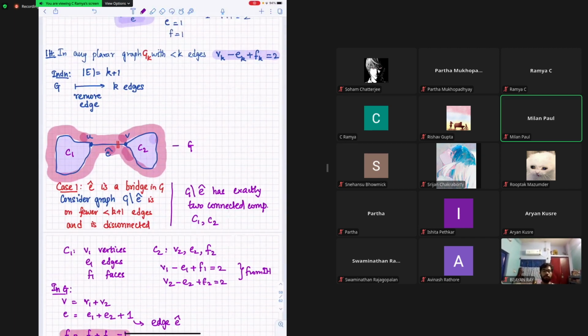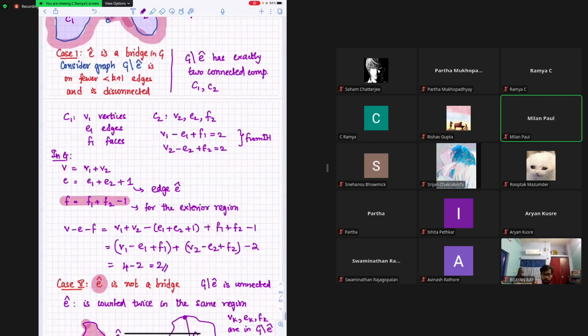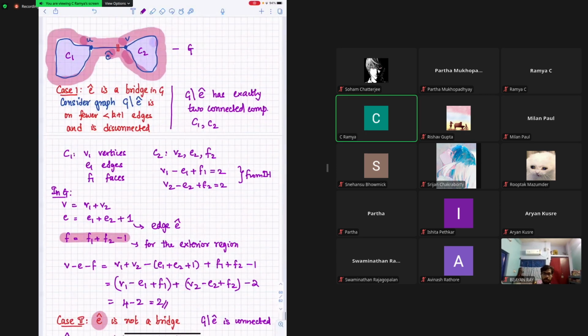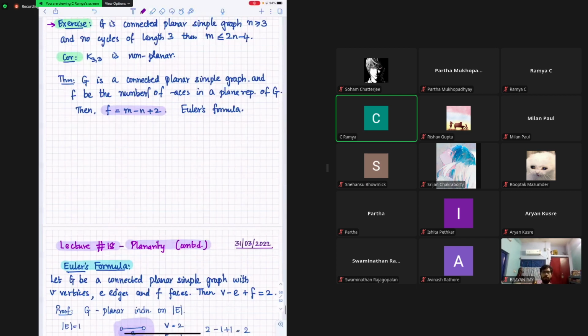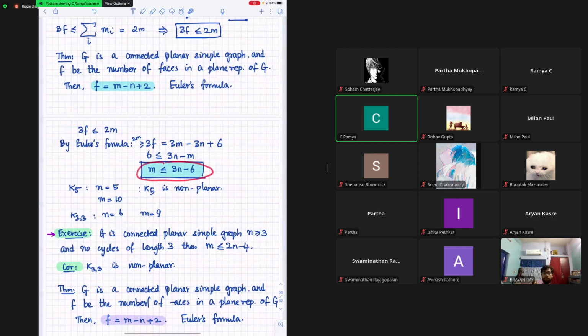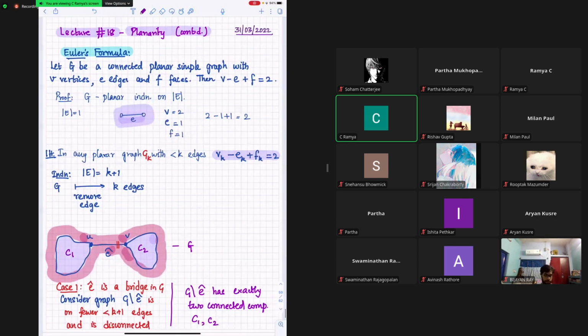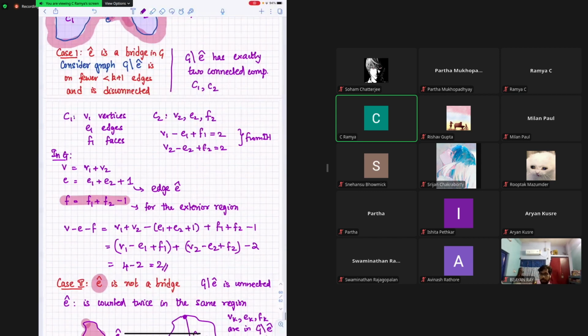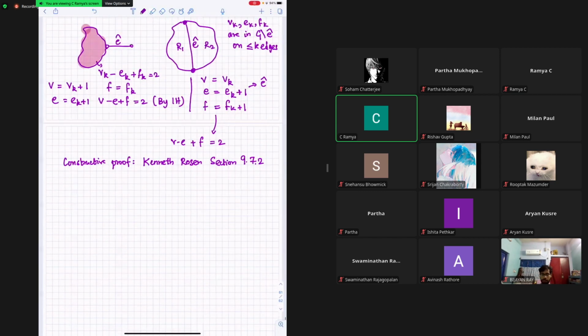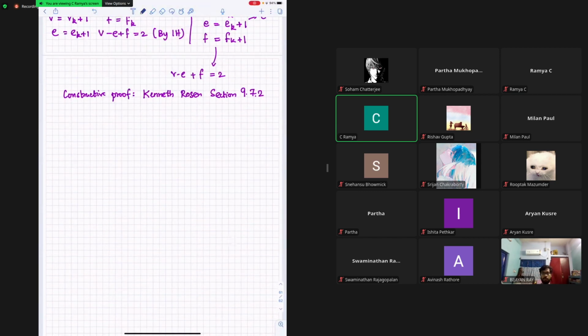Yes, ma'am. Okay, so one application of this we had seen last time, right? You can relate the number of edges and the number of vertices, and that way you can also show that K5 is non-planar. So this is a really powerful formula in planarity. I want to show some other application which will be used later on in the lecture.